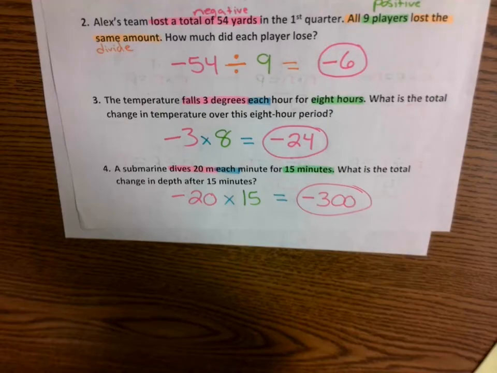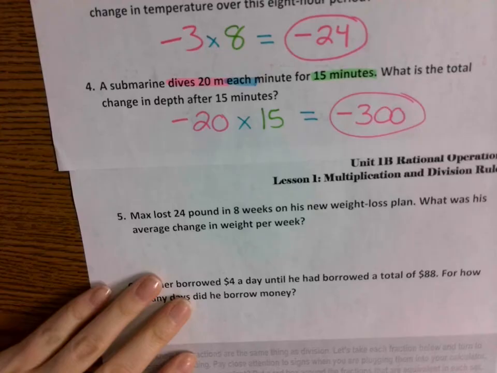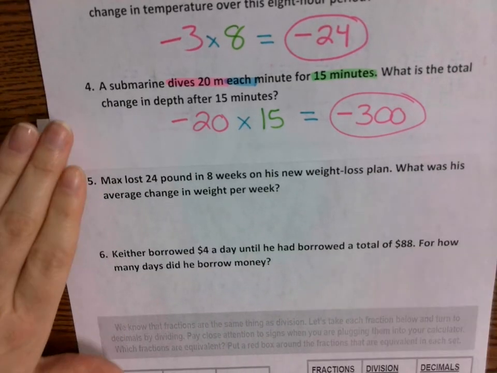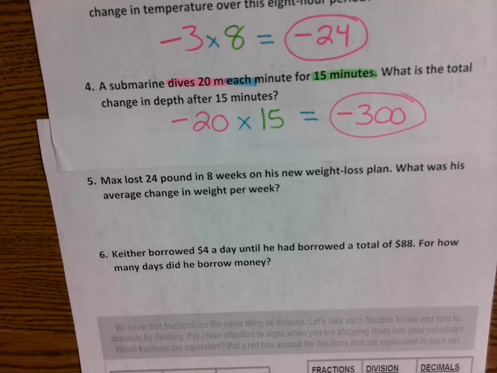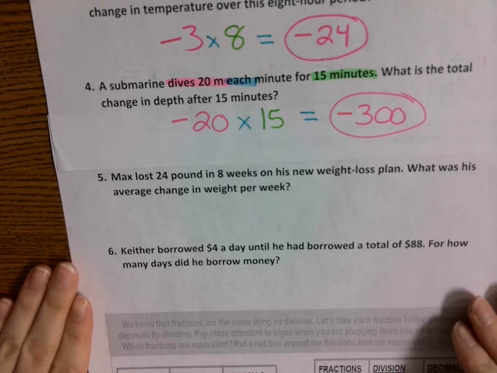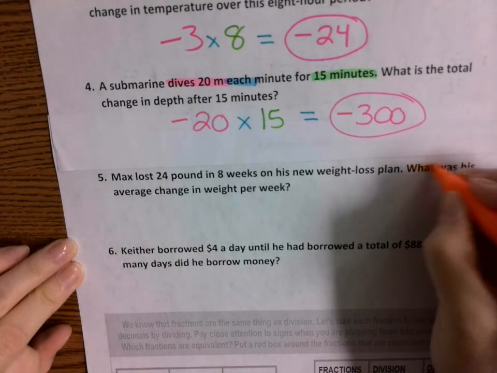Okay, our next one. Max. Max lost 24 pounds in an 8-week period on his new weight loss plan. What was his average change in weight per week? Okay, so he lost 24 pounds over a course of 8 weeks. We want to know how much it was for each individual week. So what operation are we doing there? Division. Okay, so what was his average change per week? That means we're going to be dividing.